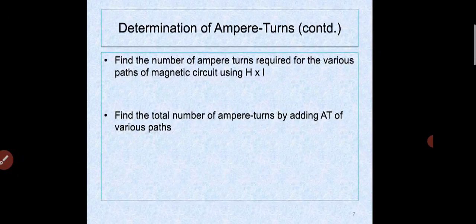Next point: find the number of ampere turns required for the various paths of the magnetic circuit using H into L. Next point: find the total number of ampere turns by adding the ampere turns of the various paths.